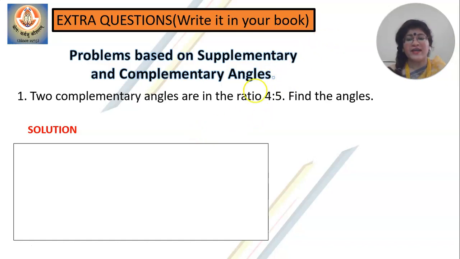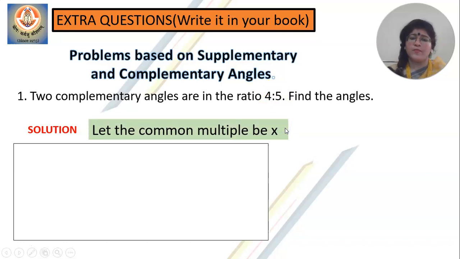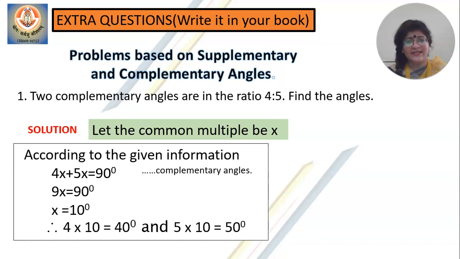The ratio of the angle is 4:5. So whenever you come across any question based on ratio, you have to start off with let the common multiple be x. So if the common multiple is x, what will be the angles? It will be 4x and 5x. So your next step will be according to the given information, 4x plus 5x is equal to 90. And why is the total 90? Because it is mentioned they are complementary angles. I hope this part is clear.